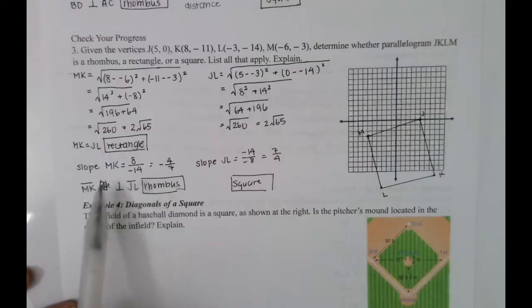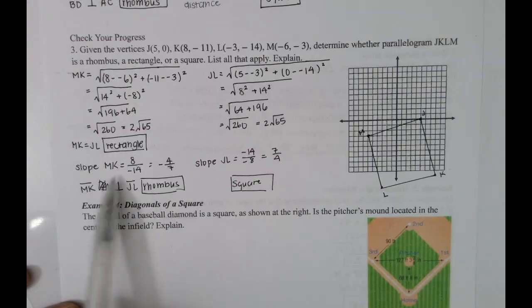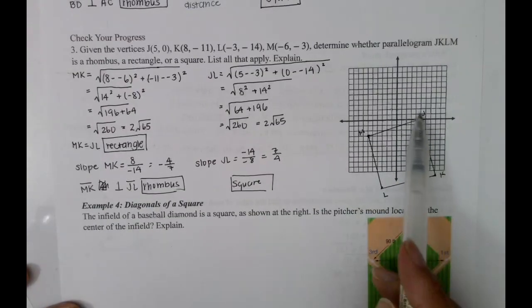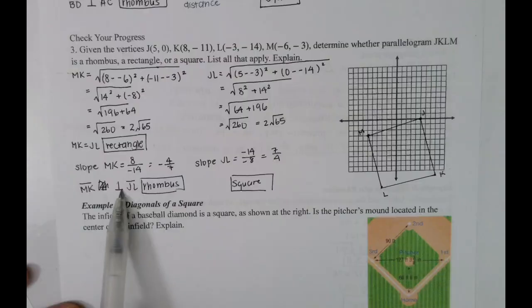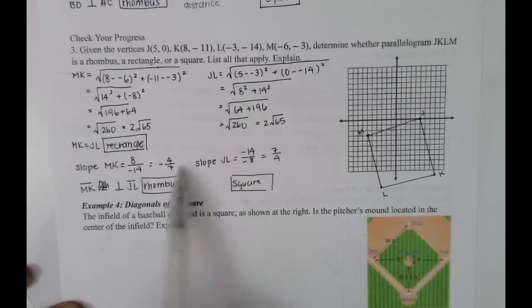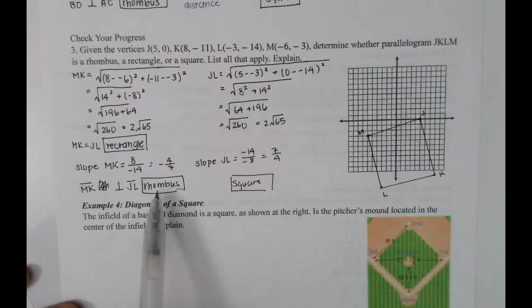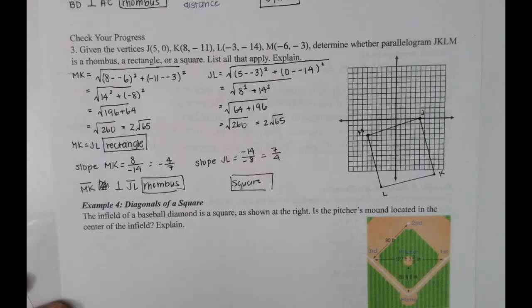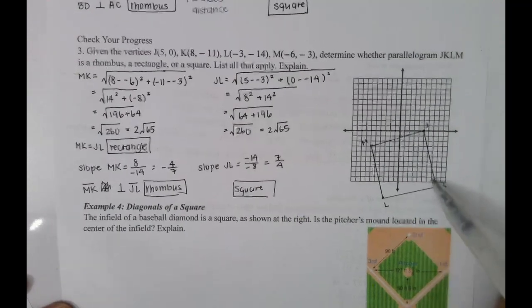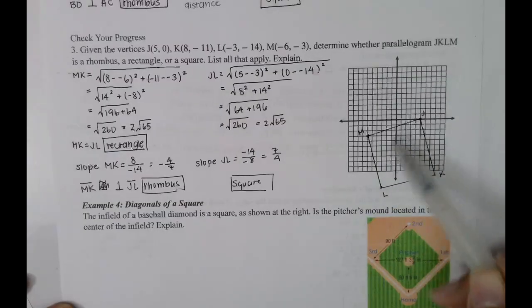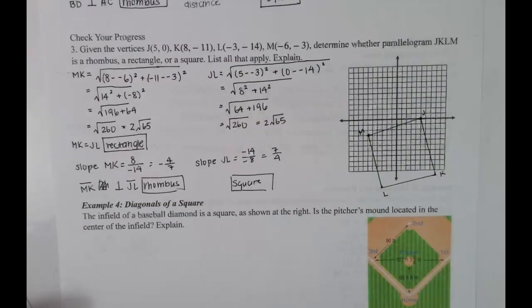Then I showed that it's a rhombus by showing that the diagonals MK and JL are perpendicular because their slopes are opposite reciprocals. That's how I got that. The other way you could have done it is that you could have found the distance of each of the sides using the distance formula and seen if they're congruent or not. And lastly, it's a square because it is both a rectangle and a rhombus.